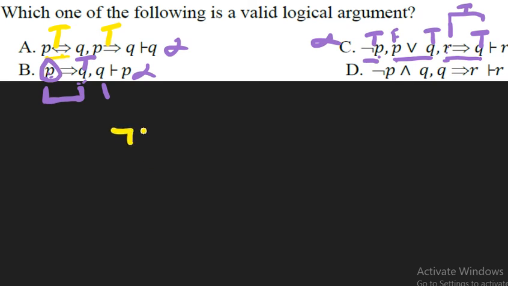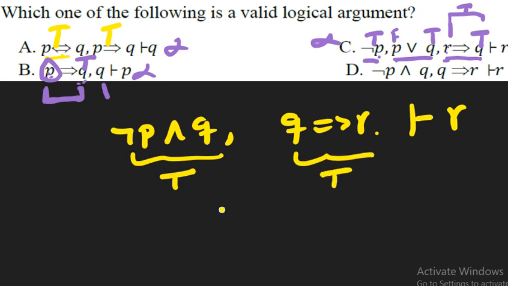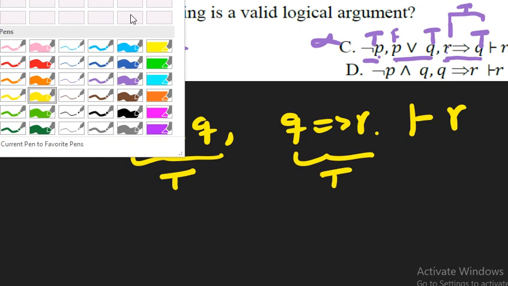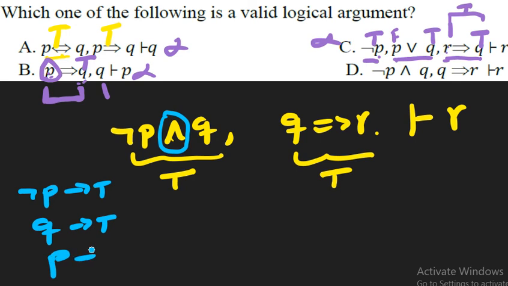See, it says negation P and Q. This is one premise. The other premise is Q implies R, and the conclusion is R. Let us check. This is true, given as a premise. That means this is also true as a premise given. It's an AND here, remember. For an AND to be true, each of them must be true. That means negation P is true and Q is also true. Negation P true means P is false.